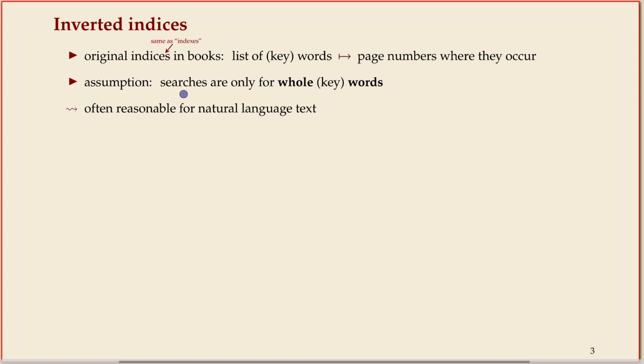There's one key assumption here, which becomes obvious if you look through an index. We only search for entire words. So the whole thing is hinging on this notion of breaking the text into words. And depending on the language or depending on the situation, that is often a useful assumption.